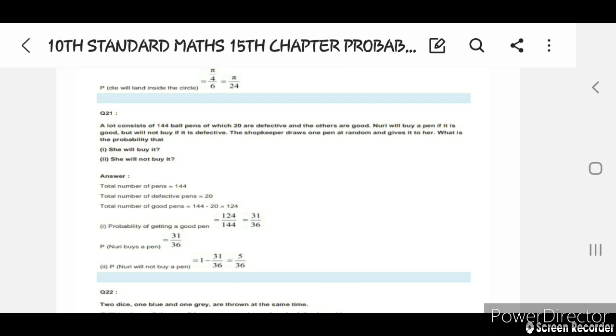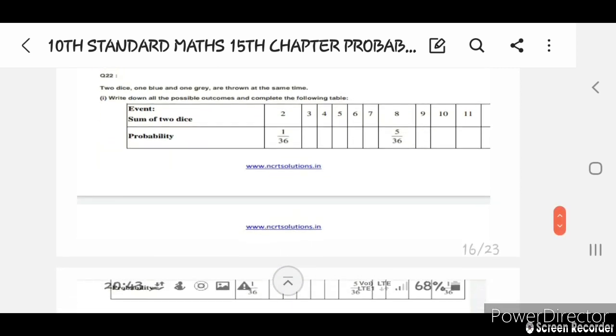Next, two dice, one blue and one grey, are thrown at the same time. The probability of getting a sum of 2 is 1 by 36, and the probability of a sum of 8 is 5 by 36.